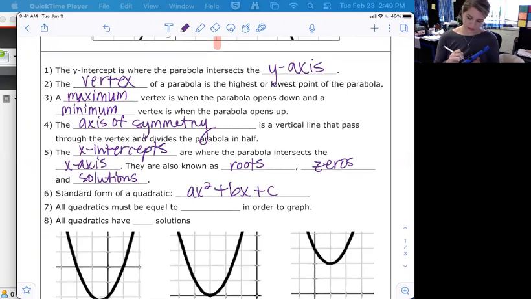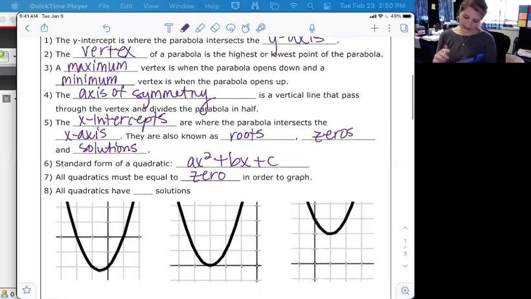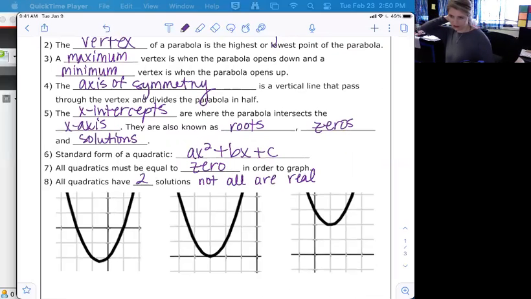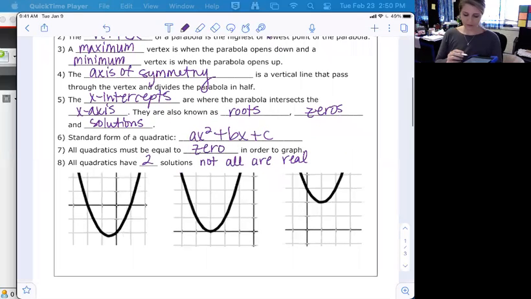All quadratics must be equal to 0 in order to graph them, just like we had to convert all of our standard form equations to slope-intercept form equations. So they all have to be equal to 0. And all quadratics have at least 2 solutions. Now here's the thing. Not all of the solutions are real. So that's going to be something that you need to keep in mind as well. Okay, so let's take a look.